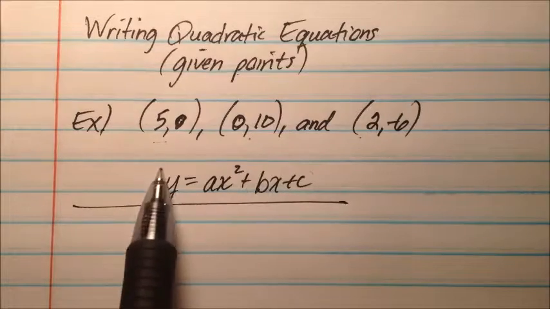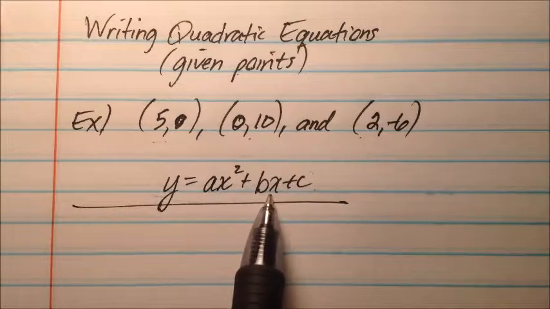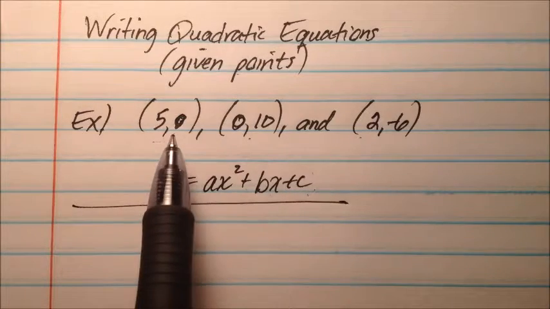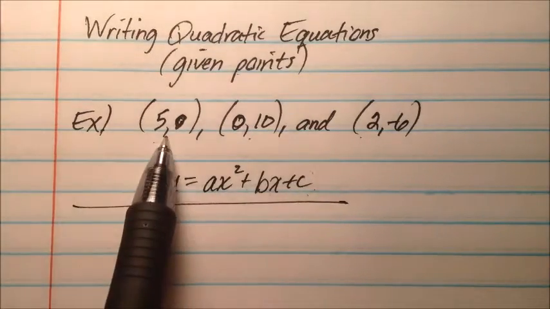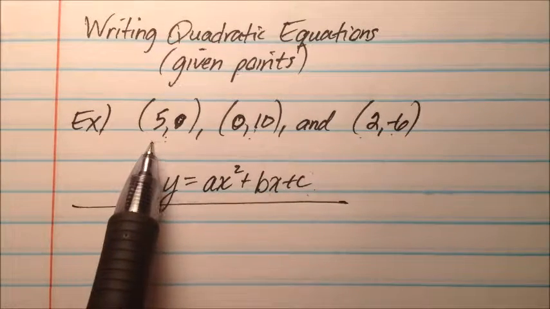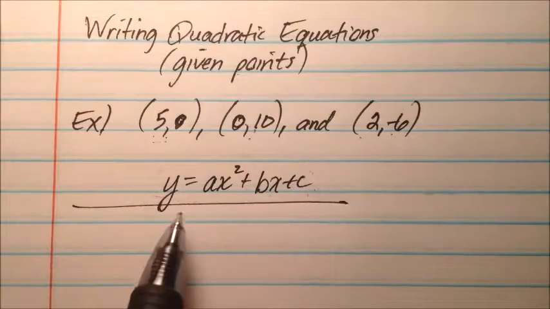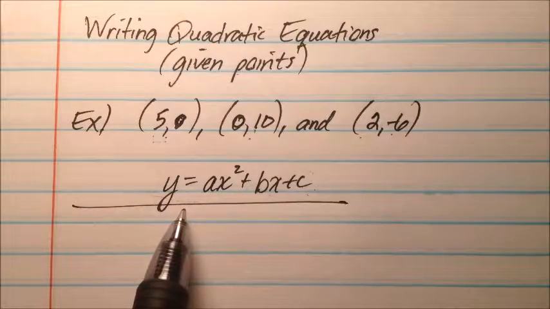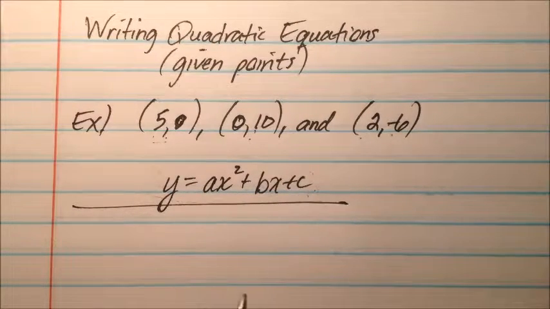So we're going to start with our quadratic standard form equation, y equals ax squared plus bx plus c. And I'm going to plug in each one of my points individually. So I have (5, 0), (0, 10), and (2, -6). And each point has an x value and a y value. So I'm going to plug them in one at a time, and I'm going to set up a really nice system of 3 equations with 3 unknowns. And we're going to look for a, b, and c. And then we're going to have our quadratic equation.